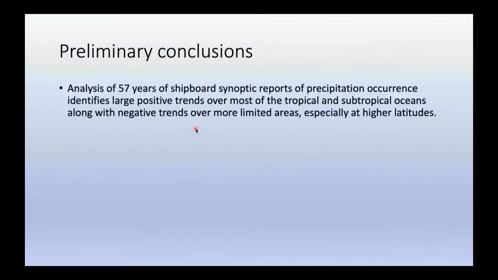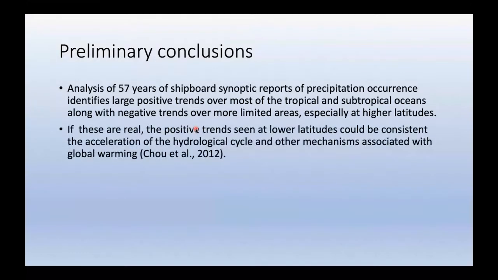So, preliminary conclusions. The analysis of 57 years of shipboard synoptic reports of precipitation occurrence seems to identify large positive trends over most of the tropical and subtropical oceans, with negative trends over more limited areas, especially at higher latitudes. If they are real, and by real I mean in the meteorological sense, then the positive trends might be consistent with the acceleration of the hydrological cycle and other mechanisms associated with global warming, as discussed, for example, by Chu et al. in 2012.